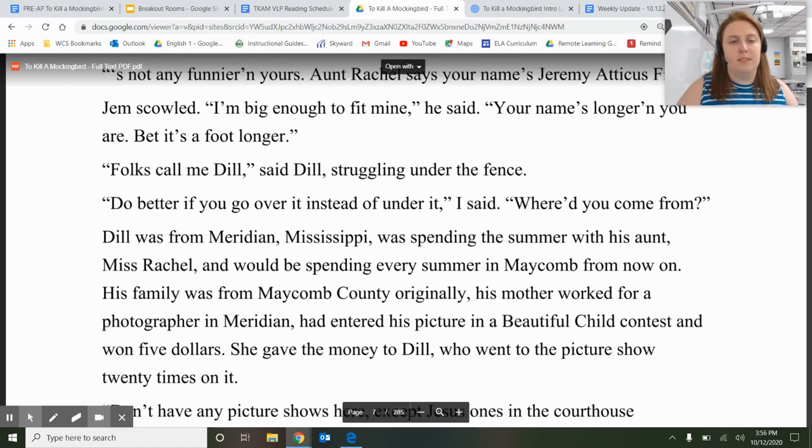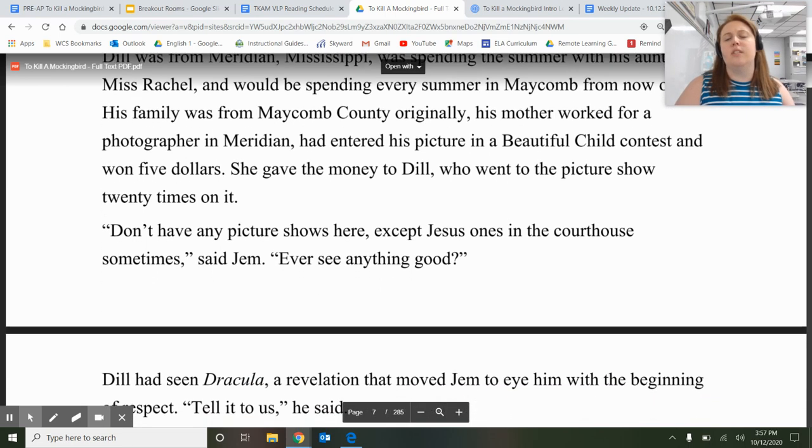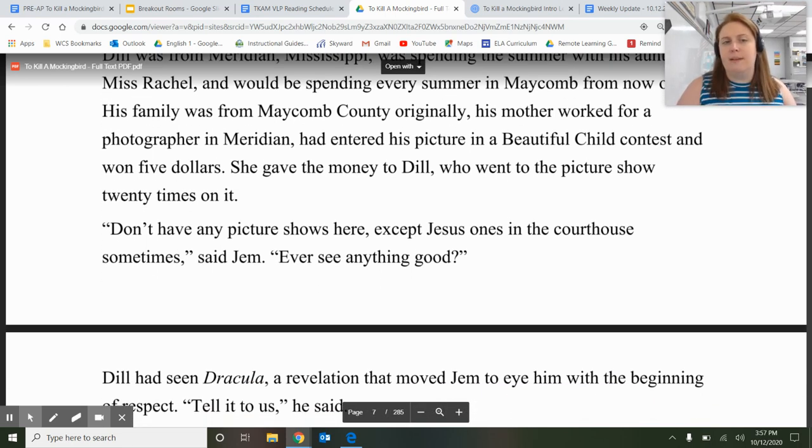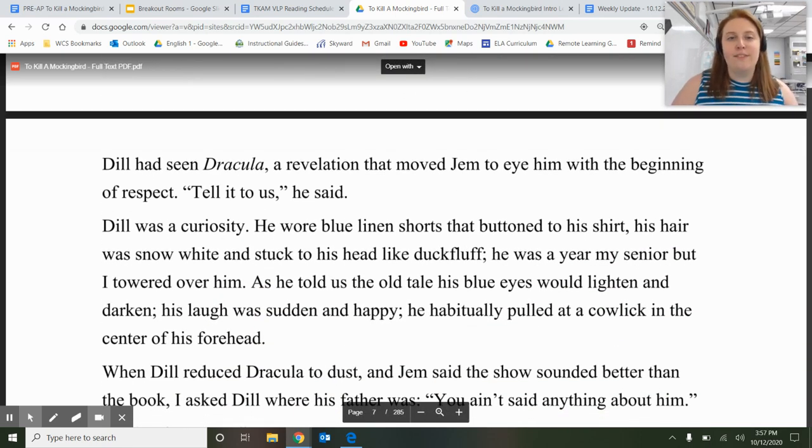Dill was from Meridian, Mississippi, and was spending the summer with his aunt, Miss Rachel, and would spend every summer in Maycomb from now on. His family was from Maycomb County originally, but his mother worked for a photographer in Meridian, had entered his picture in a beautiful child contest, and won $5. She gave the money to Dill, and we went to the picture show 20 times on it. "Don't have any picture shows here, except Jesus ones in the courthouse sometimes," said Jim. "Ever seen anything good?" Dill had seen Dracula, a revelation that moved Jim to eye him with the beginning of respect. "Tell it to us," he said.